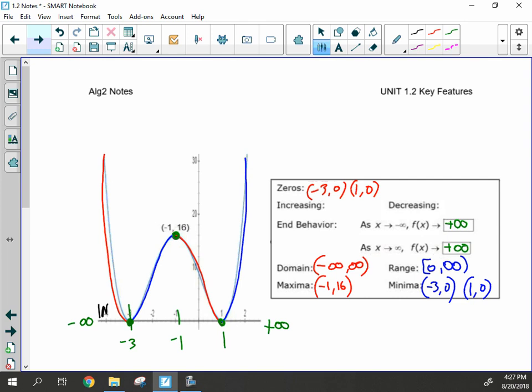Increasing is first, so negative 3 to negative 1. And then we have another one from 1 to infinity. The decreasing is from negative infinity to negative 3. And then again from negative 1 to 1.